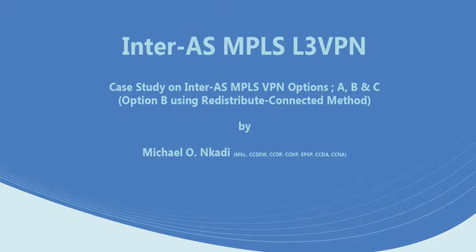This video is a continuation from a previous one I did, which is focused on inter-AS MPLS VPN. The last video I made was the option B using the next-hop-self method. Today, I will be focusing more on the option B using the Redistribute-Connected method.